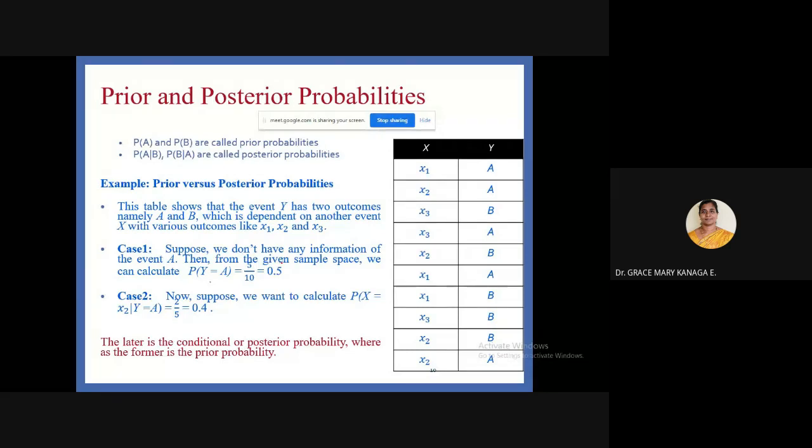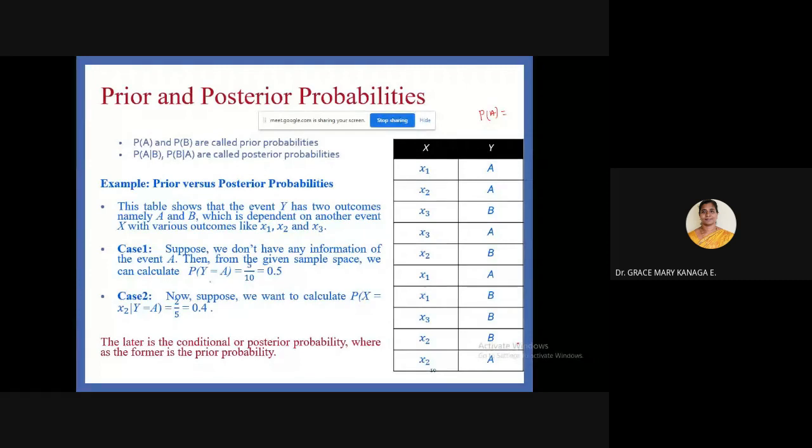Then from the given sample space, we can calculate P of Y equal to A is equal to 5 by 10. So how will you calculate? How many records are there totally? For example, now I wanted to find out the probability of A. You forget about this attribute X. Only based on Y if I have to decide. So I wanted to know the probability of A.